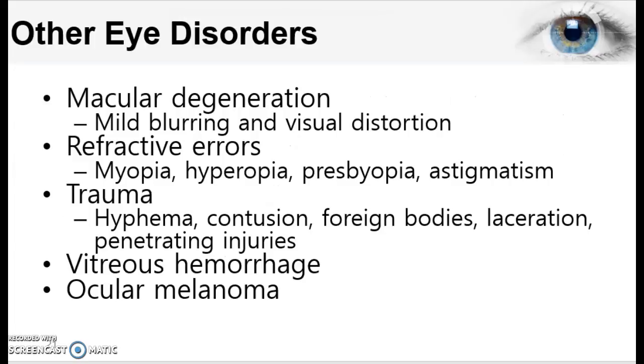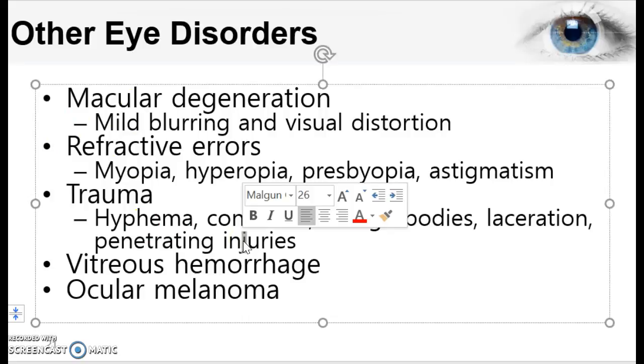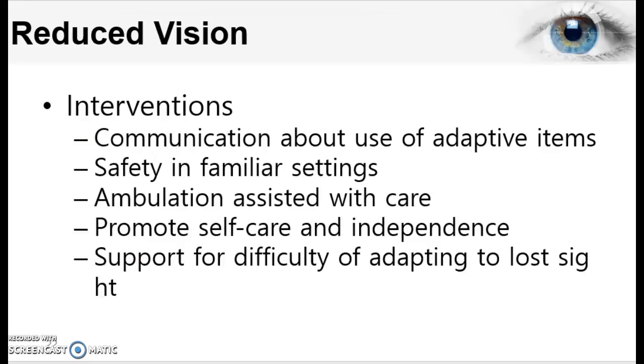Other eye disorders, these are just a list of a few different ones that can occur as well. Also, anytime there's reduced vision, these are some of the typical interventions. You want to make sure that you communicate about all the use of adaptive items that are available for patients. You also want to make sure that it's safe and has familiar settings.